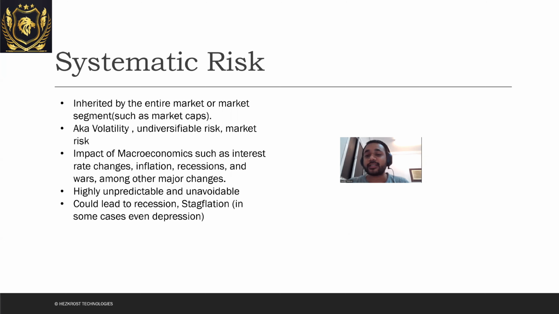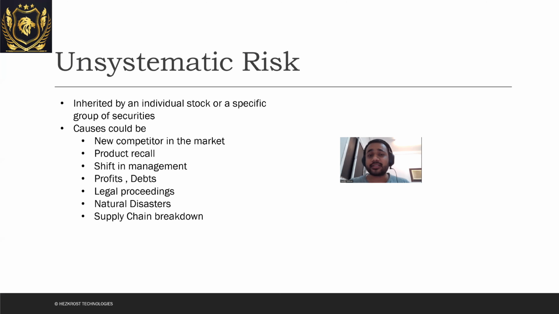So these types of markets are highly unpredictable and unavoidable, because even a small news or a small sentiment could hurt the market really bad. And it could be that a very big news comes up, but will not disrupt the entire market itself. So it's highly unlikely that one could predict a systematic risk. And generally, a systematically risky market could lead to stagflations, recessions, and in some cases, great depressions as well. So this is what a systematic risk is.